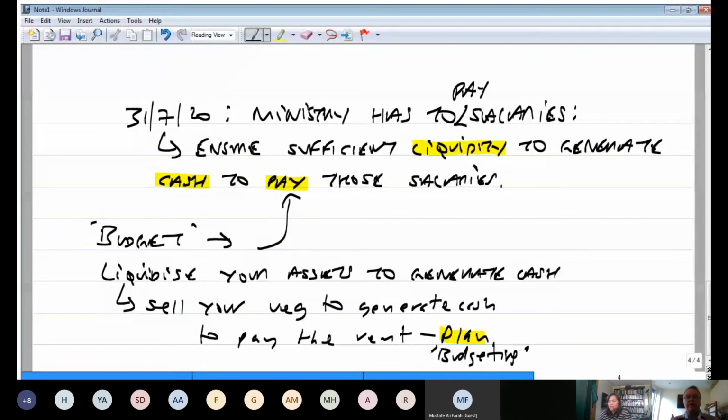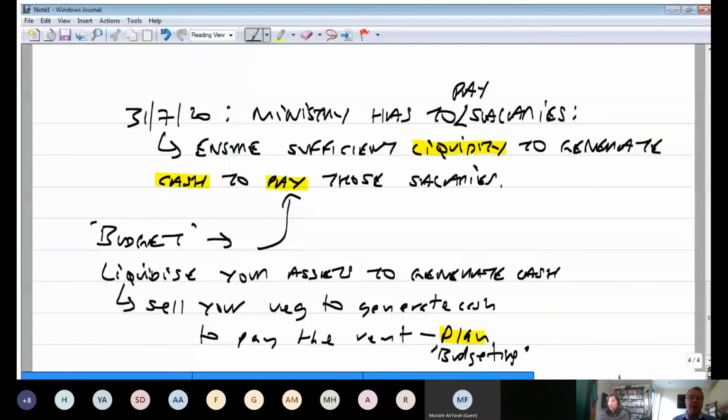So you can see it's so important that when you're dealing with cash, you've got enough cash to pay your salaries. The company, the organization is liquid. There is sufficient liquidity to pay the salaries. There is sufficient liquidity to pay the rent. And that's what we mean by being liquid.